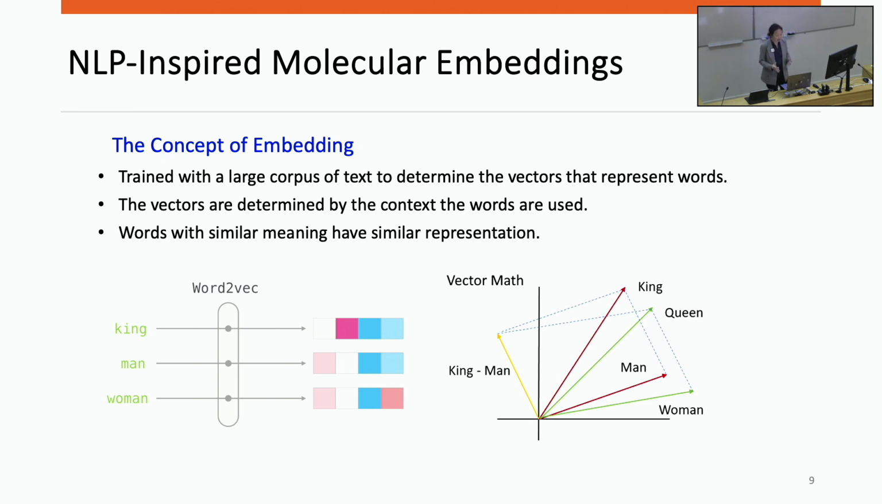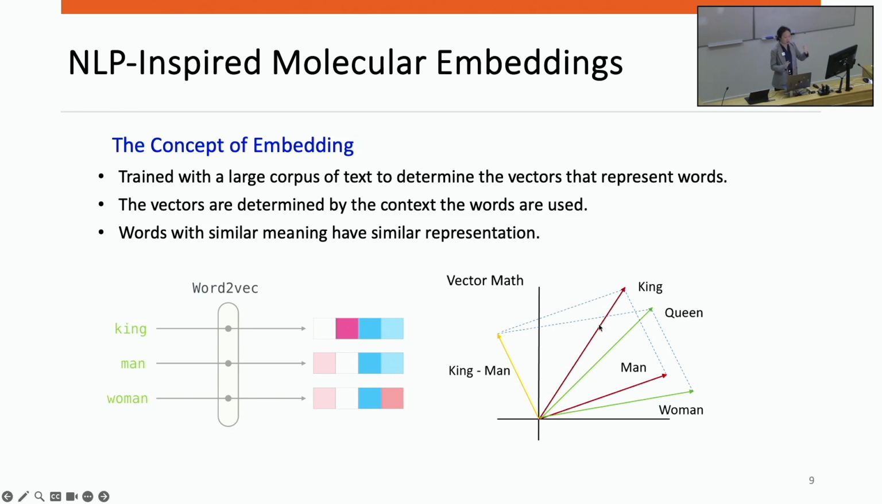So within the context of NLP, natural language processing, the concept of embedding is that we train on a large corpus of text to determine the vectors that represent the words. Those vectors are determined by the context the words are used in. For example, if you have the vectors to describe king, man and woman, some elements of those vectors would reflect the many layers of features associated with those words.